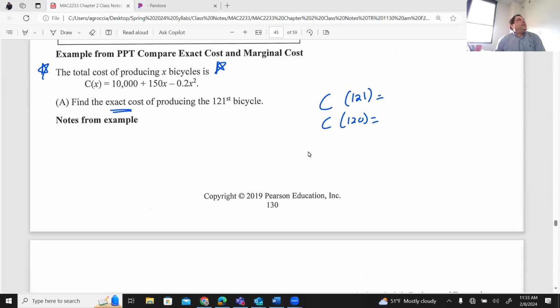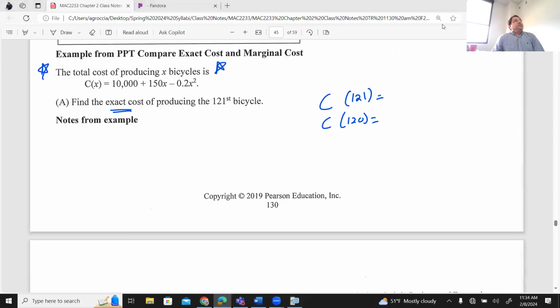Okay, so where we left off last class, we started doing applications of derivatives, and we ended with exact cost and marginal cost. Two totally different things, okay? So let's start with exact cost. Exact cost is no derivative, no calculus, nothing like that.